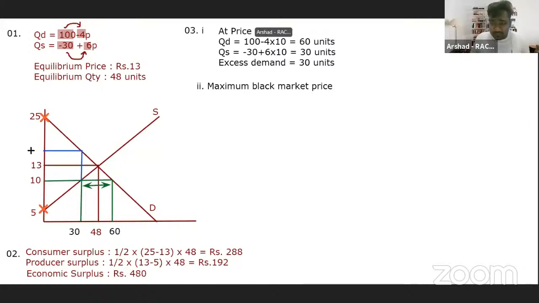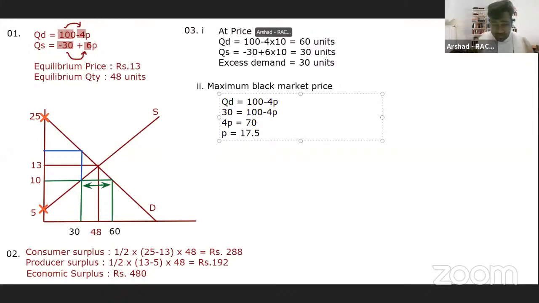How do we find this, guys? You use the demand equation. So QD equals 100 minus 4P. For QD, we substitute 30. So to buy 30 units, we are finding the price now. That is the maximum black market price. To buy these 30 units, what is the maximum price consumers are willing to pay? So put 30 and see. 30 equals 100 minus 4P. So how much do we get? 4P equals 70. How much is P equal to? P is equal to 17.5.